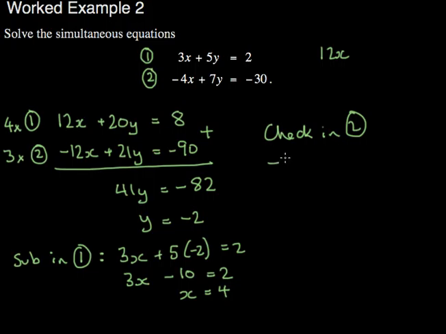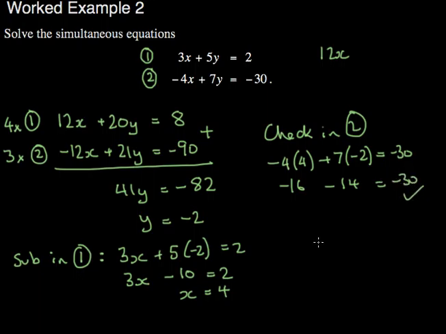So in equation 2 would be minus 4 lots of x, which I've just worked out to be 4, plus 7 lots of y, which I worked out to be minus 2, which is minus 30. This would be minus 16. This would be minus 14. And that does indeed give me negative 30.